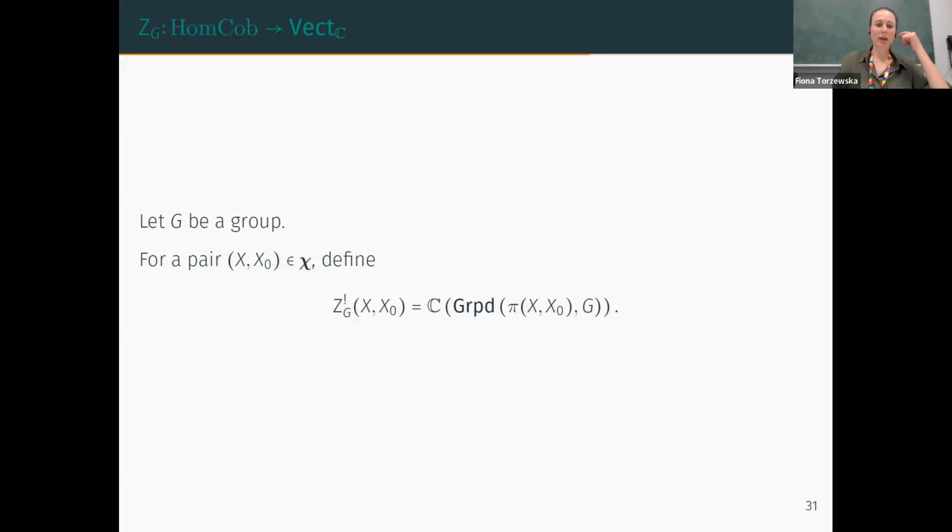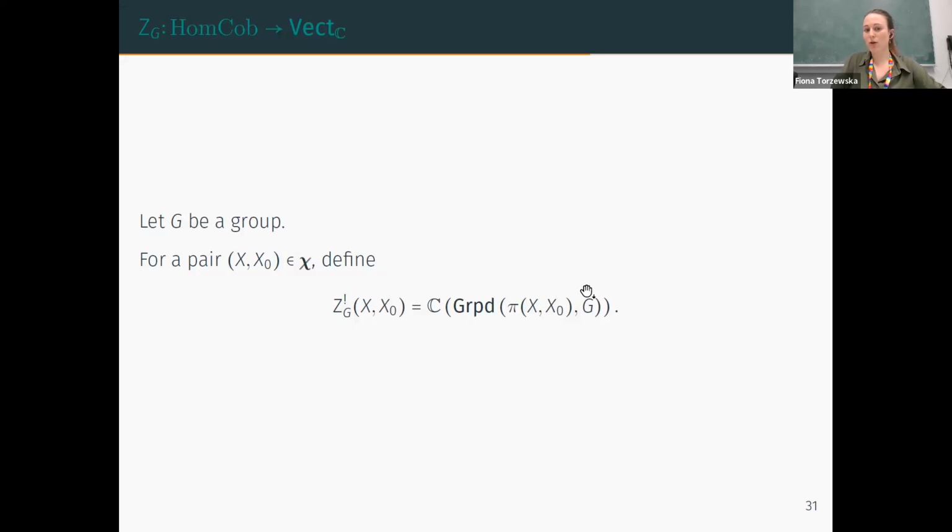Okay, so now we can already assign a vector space to such a pair. This is what will essentially eventually become our map on objects in our functor ZG. So I'm going to define this Z_G exclamation mark of this pair X, X0, to be the C vector space with basis the groupoid maps, so functors from this pi(X, X0), which is the full subgroupoid of pi X with objects X0, into this group G, where I'm just considering this as a one-object groupoid.